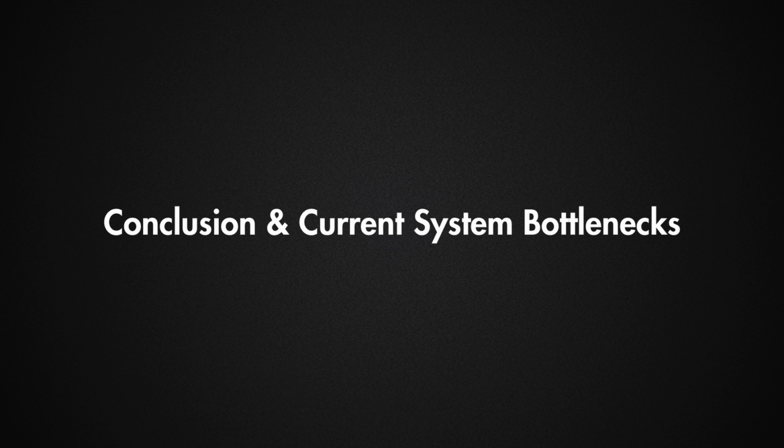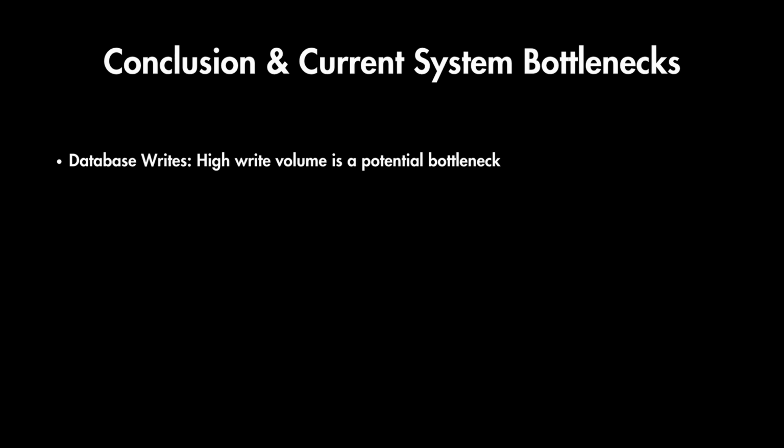Now let's summarize and examine the potential bottlenecks in our current system and areas for improvement. The first one is database writes. So the high write volume is a potential bottleneck in our system. And for this, we need to make sure that we are sharding the data correctly, optimizing message queues, and also optimizing the database choice here.